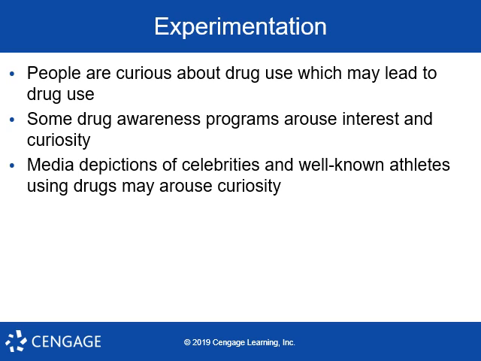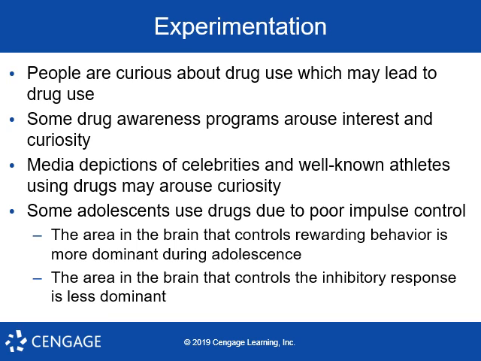You think of some, like maybe Robert Downey Jr., Darryl Strawberry, just to name a few off the top of my head. And some adolescents use drugs due to poor impulse control. And that's really the underlying attribute of adolescence and pre-adolescence: poor impulse control.